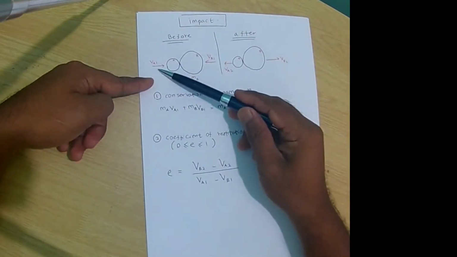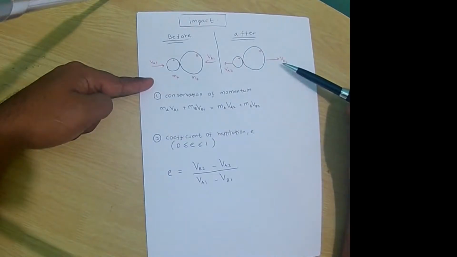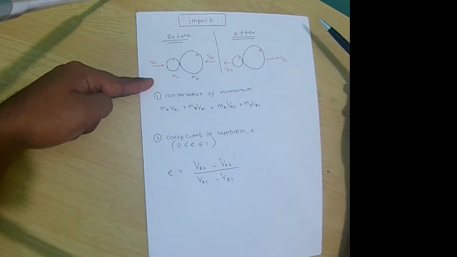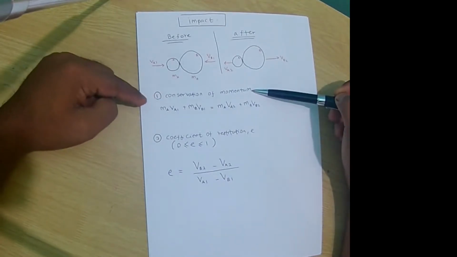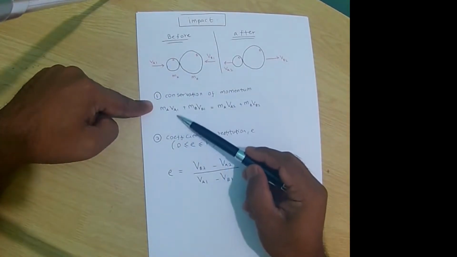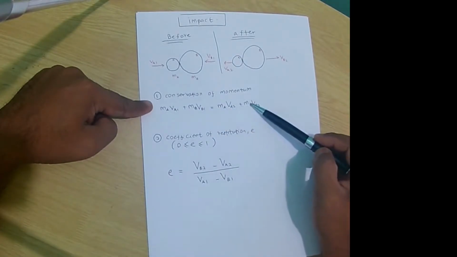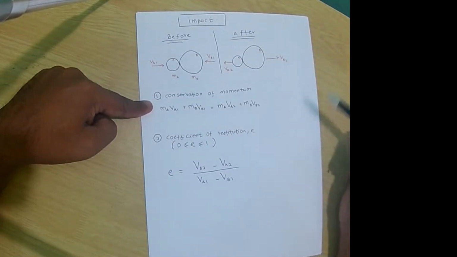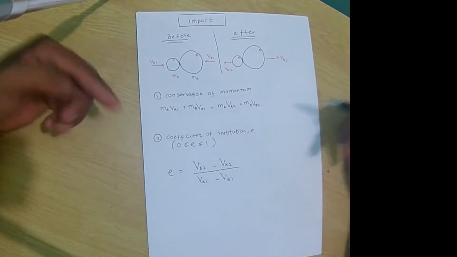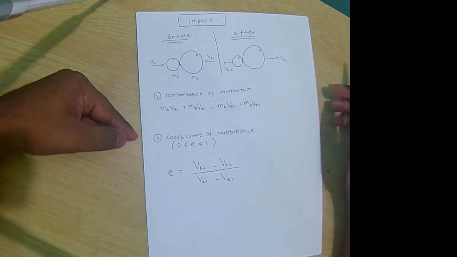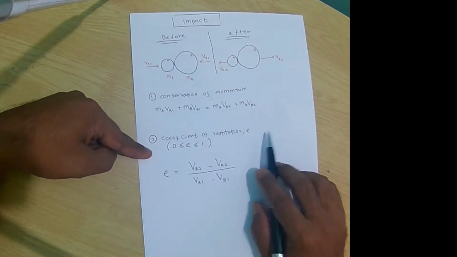So you have VA1, VB1, and after impact VA2, VB2, with the mass of A and the mass of B. The equation for conservation of momentum is MA VA1 plus MB VB1 equal to MA VA2 plus MB VB2. Okay, so this is the first equation, and the second equation that we have to use to analyze problems involving impact is the coefficient of restitution.